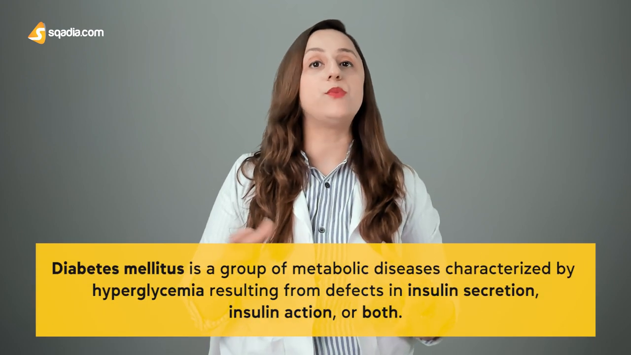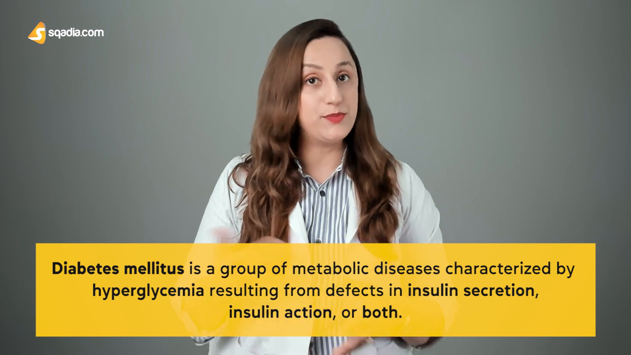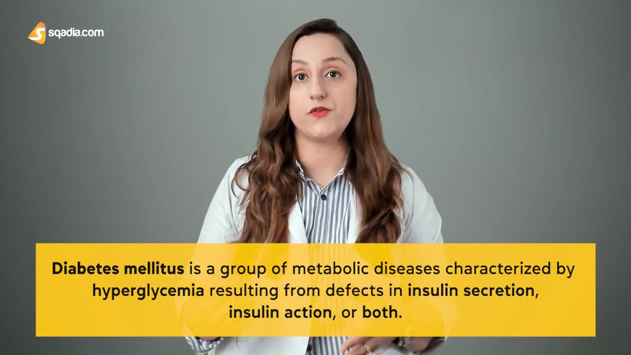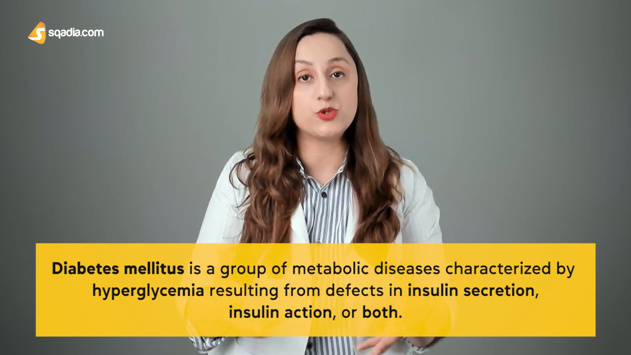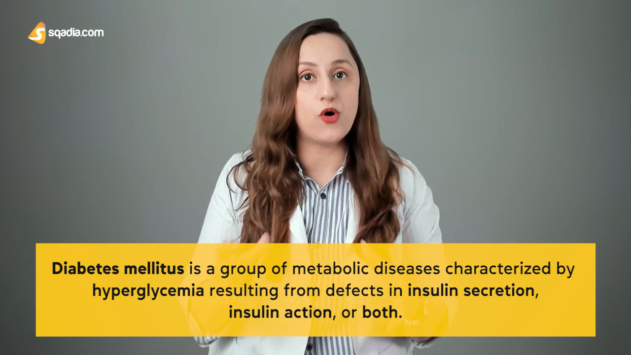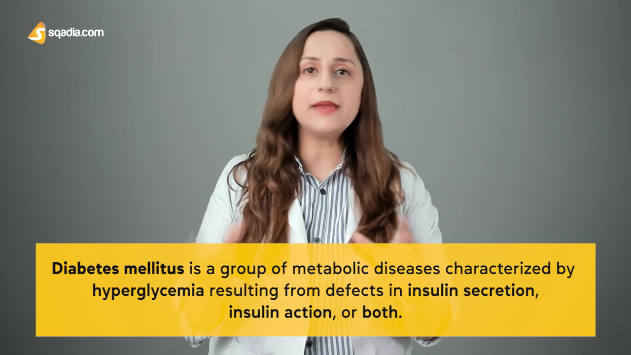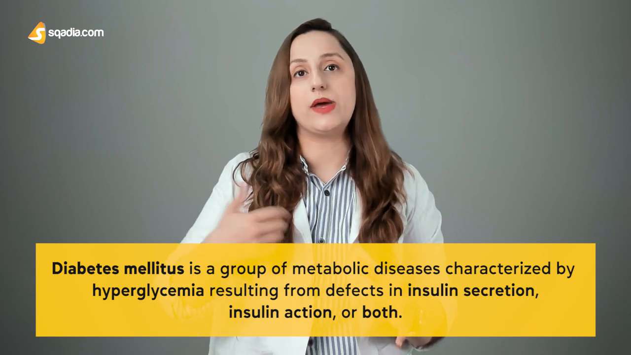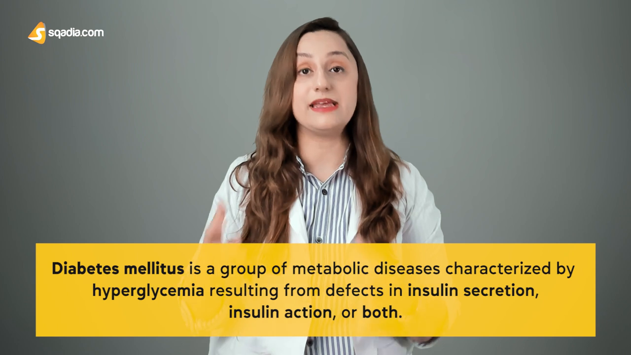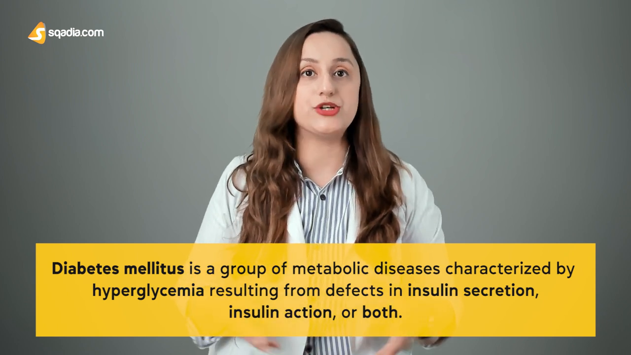But we all know that to pass exams and to score well in exams, it's always very important to define the medical terms in a proper way. So by definition, diabetes mellitus is a group of metabolic diseases characterized by hyperglycemia, which is the raised levels of sugar in the blood, resulting from defects in insulin secretion, which is the major modulating hormone, insulin action, or it can be both. The pathophysiology affecting the secretion as well as the actions of insulin can affect the glucose levels in a person.